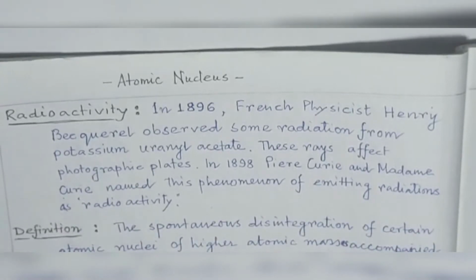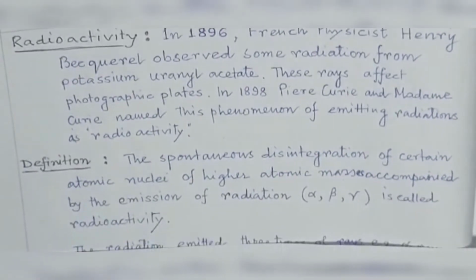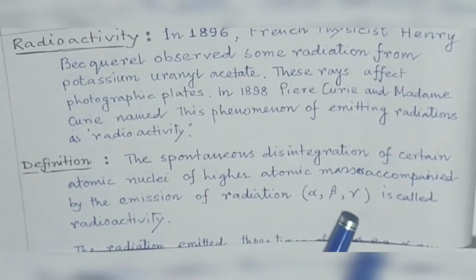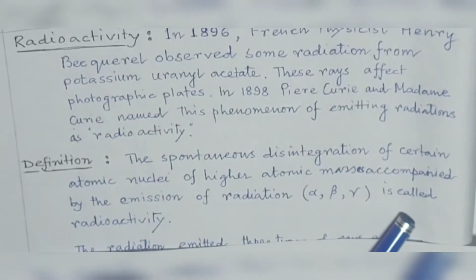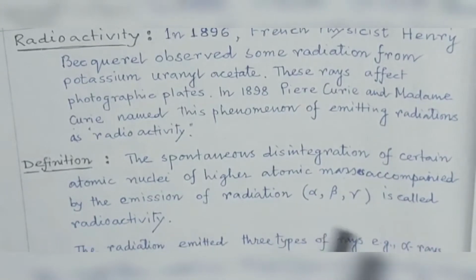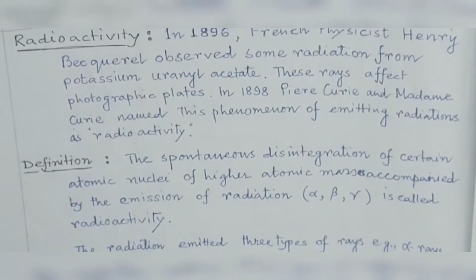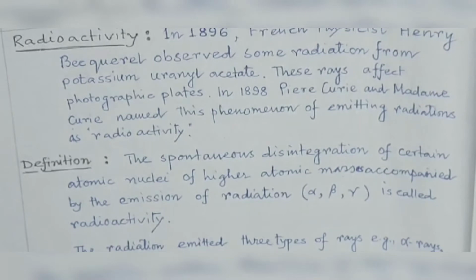Definition of radioactivity: the spontaneous disintegration of certain atomic nuclei of higher atomic mass accompanied by the emission of radiation of alpha, beta, gamma particle or rays is called radioactivity. The radiation emits three types of rays, for example alpha rays, beta rays and gamma rays. Later it was known that alpha is not a ray, alpha is a particle and beta is a particle.